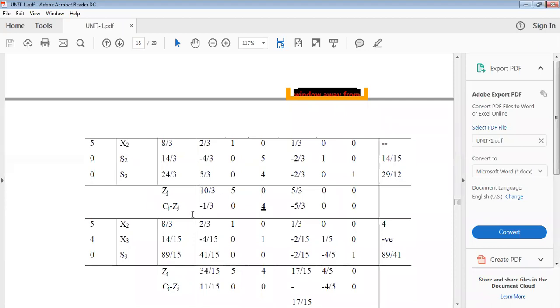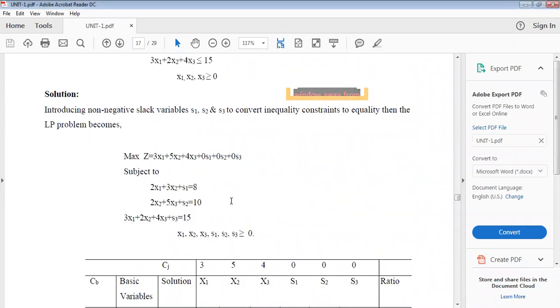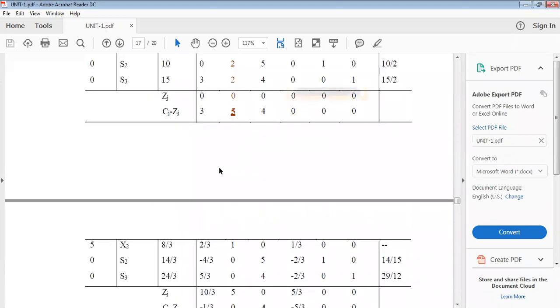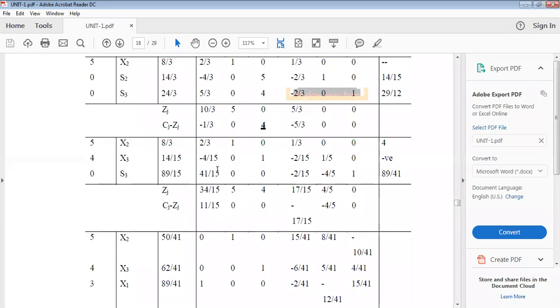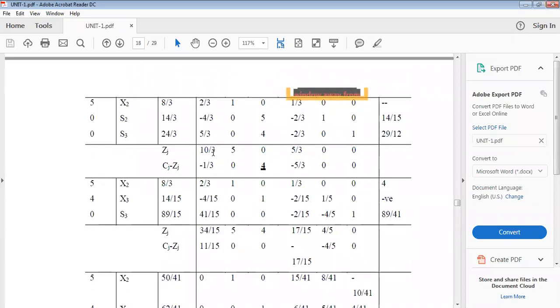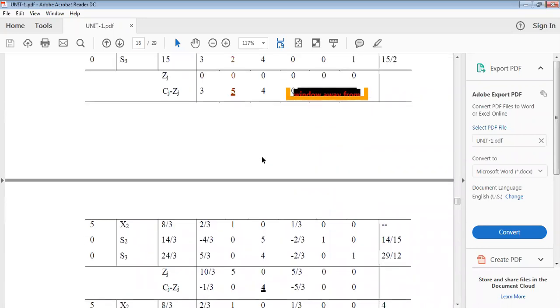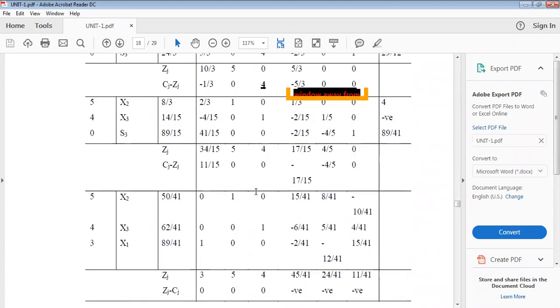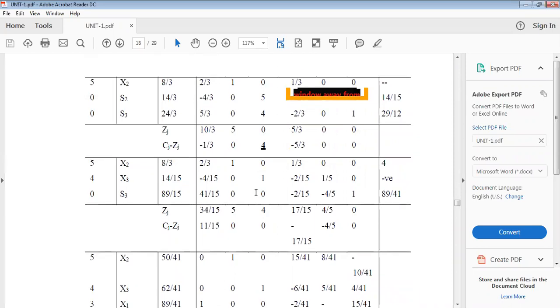Now you have to identify the CJ minus ZJ. So you go to the top problem initially. Top problem means you see that CJ minus ZJ, 3, 5, 4 are there. So therefore, 3 minus 10 by 3, 3 minus 10 by 3, 5 minus 5. And what is the element here? 4 is there. Automatically, you will get 4 minus 0. You got the 4. Have you followed or not?